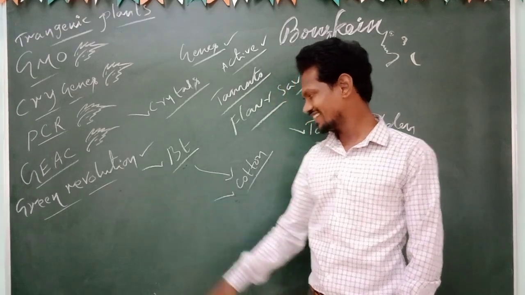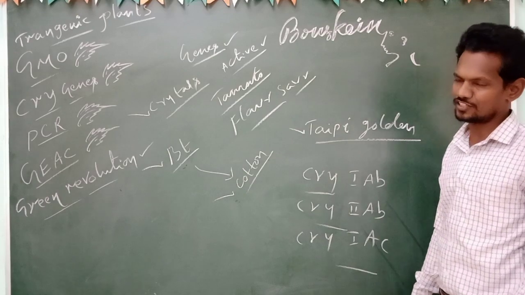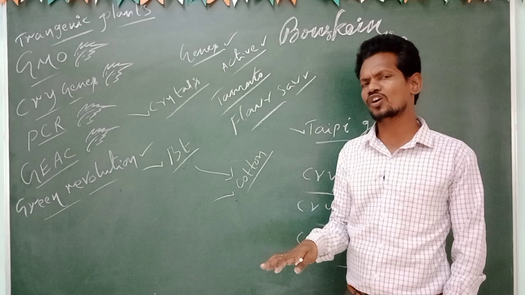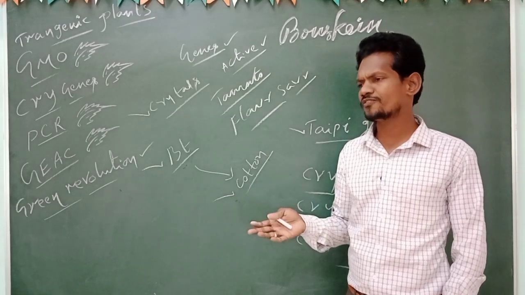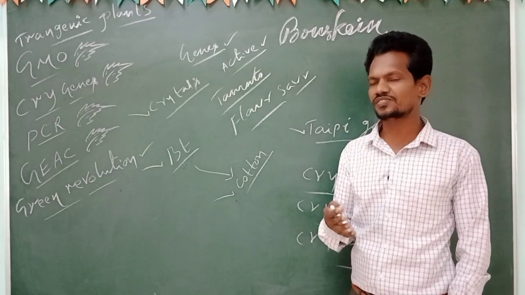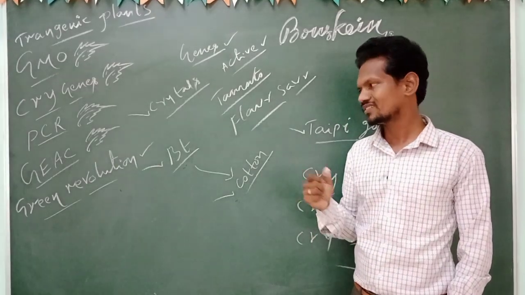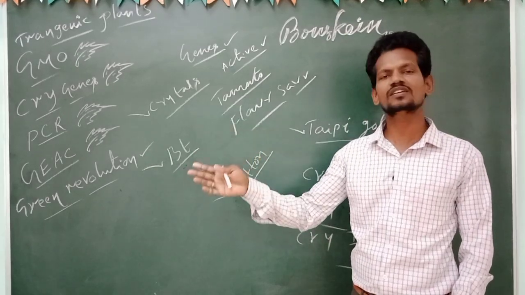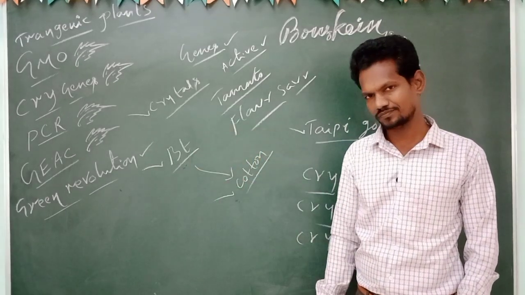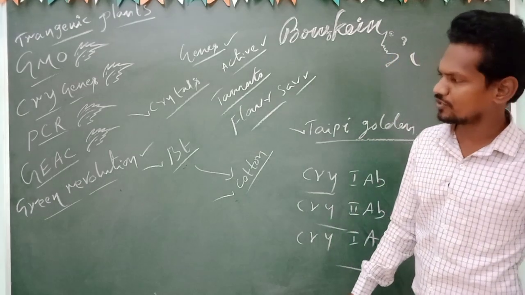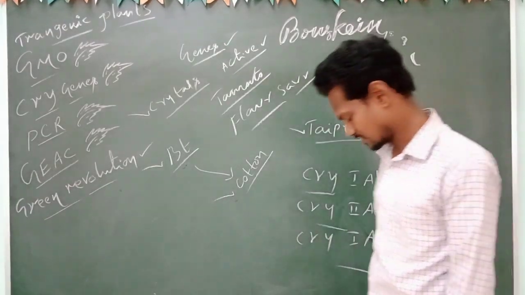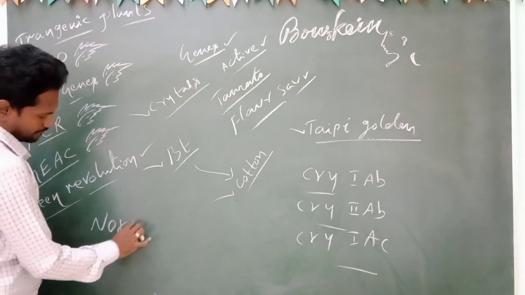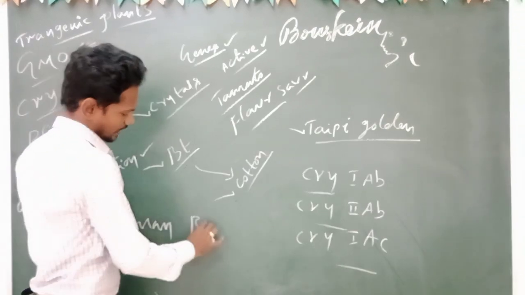Then the final one, green revolution. You already know what is meant by green revolution. It is the cultivation of high-yield varieties of crops, especially food crops, in the field, for the sufficient availability of food for the public in the world. The green revolution was first introduced by a famous scientist, Norman Borlaug.